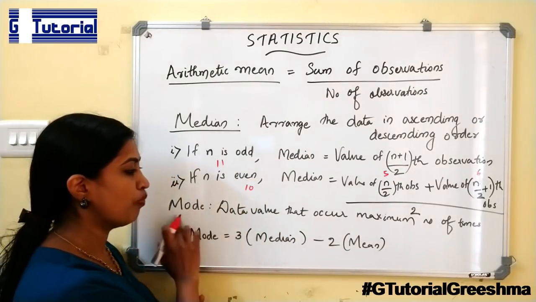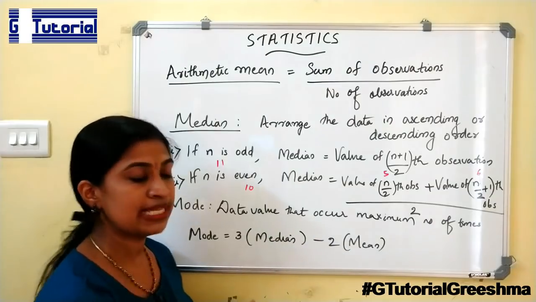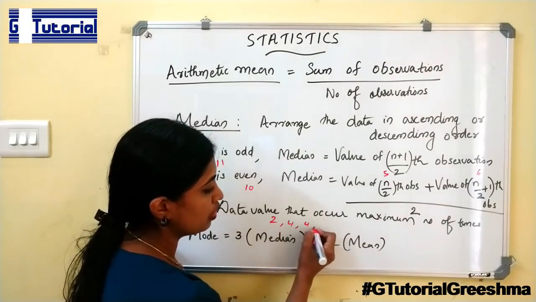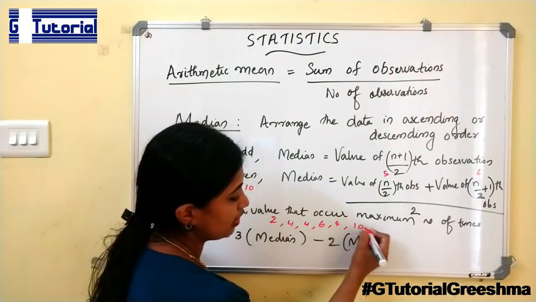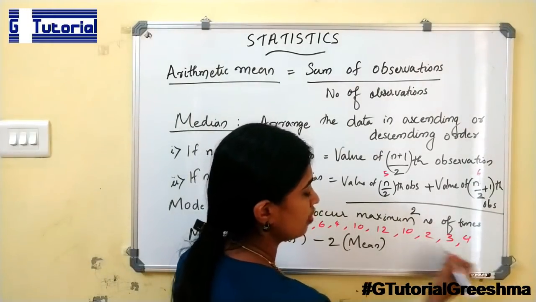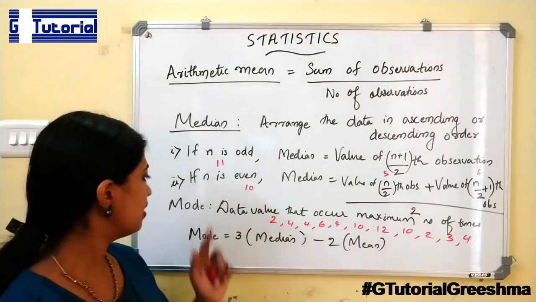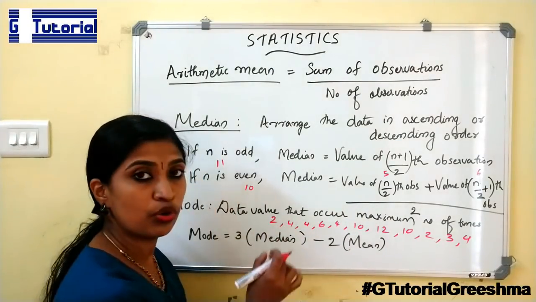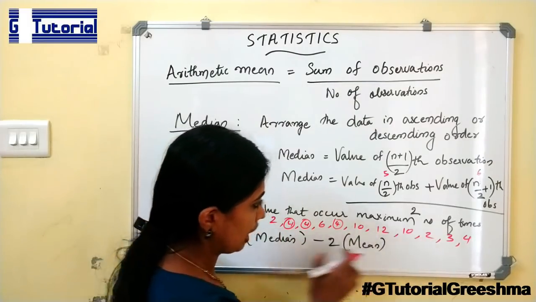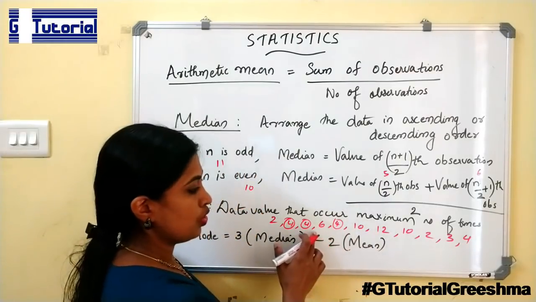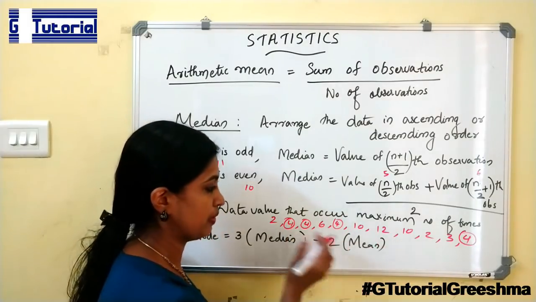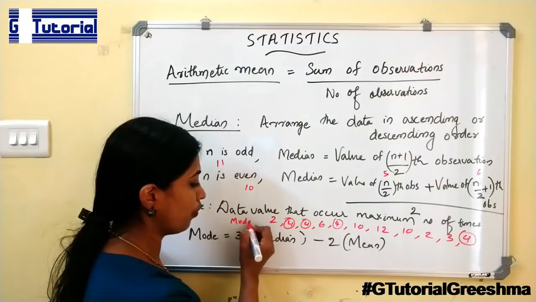Okay, next term is mode. Data value that occurs maximum number of times is called mode. 2, 4, 4, 6, 4, 10, 12, 10, 2, 3, 4. If this is the given data, then mode is the number or value that occurs maximum number of times. Here 4 occurs 4 times, 2 occurs 2 times, 10 occurs 2 times. So, mode is the value that occurs maximum number of times. So, mode is equal to 4.